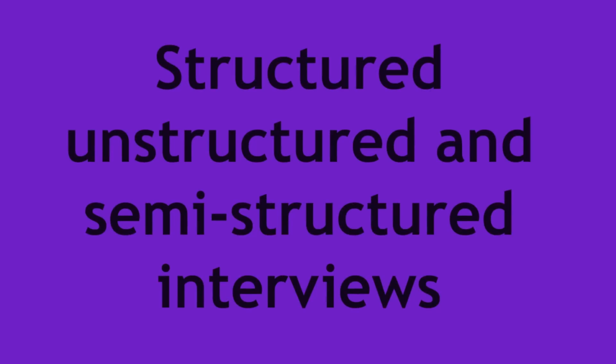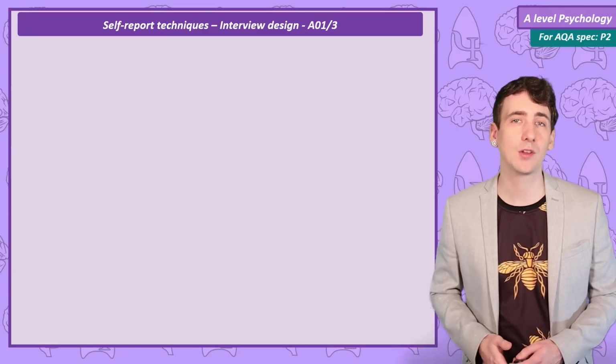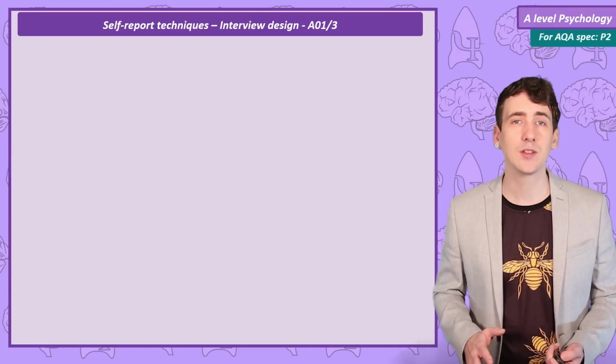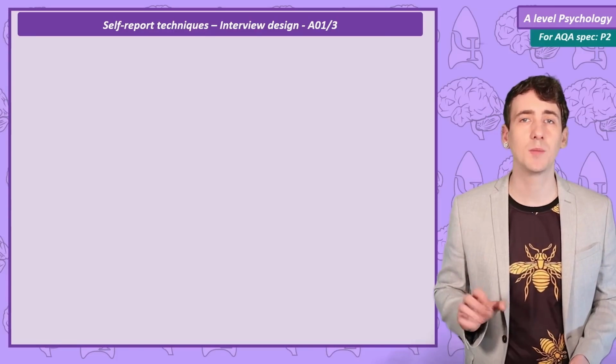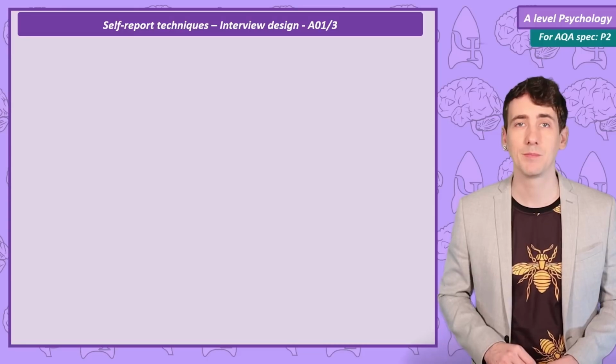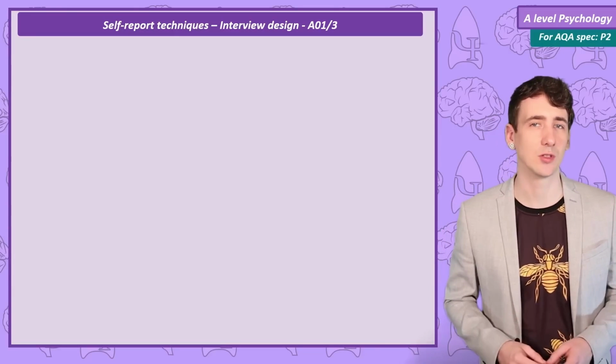Structured, unstructured, and semi-structured interviews. So when considering the interview, it's a back and forth series of questions in real time. The questions can be open or closed or a mix, and if it's face-to-face, it's likely to be recorded by the interviewer so they can listen to it again. But the researcher has to decide on a structured, unstructured, or semi-structured style.